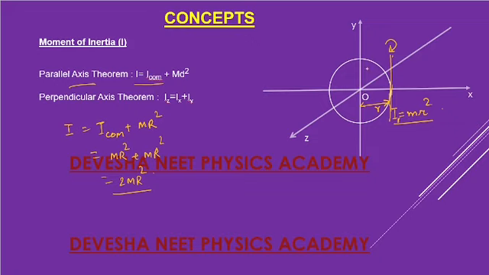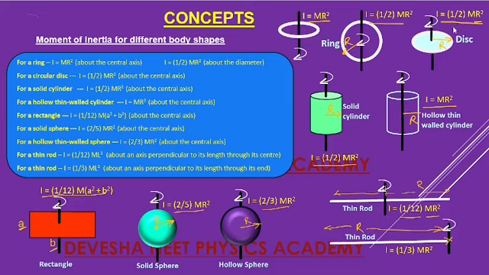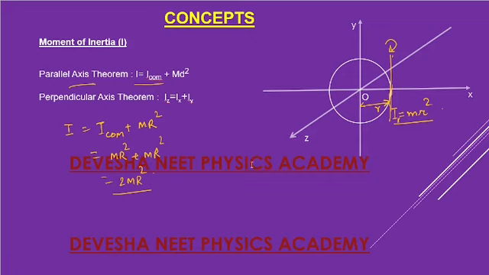For a disc, for example, we had the moment of inertia as half mr square if the axis is passing through the center. But if the same axis is passing through the tangent of the disc, it will become half mr square plus mr square. The similar thing will apply there. So this was about the parallel axis theorem.